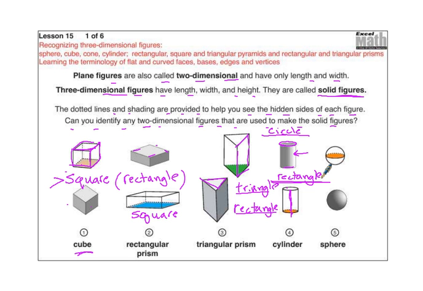All right, so a sphere really has no two-dimensional shapes because it's rounded all the way around, and even if you were to cut this somehow, it's not going to come out to be a flat anything. It's really not going to work like that. So we're not going to put any answers for that one, but a ball is a sphere.